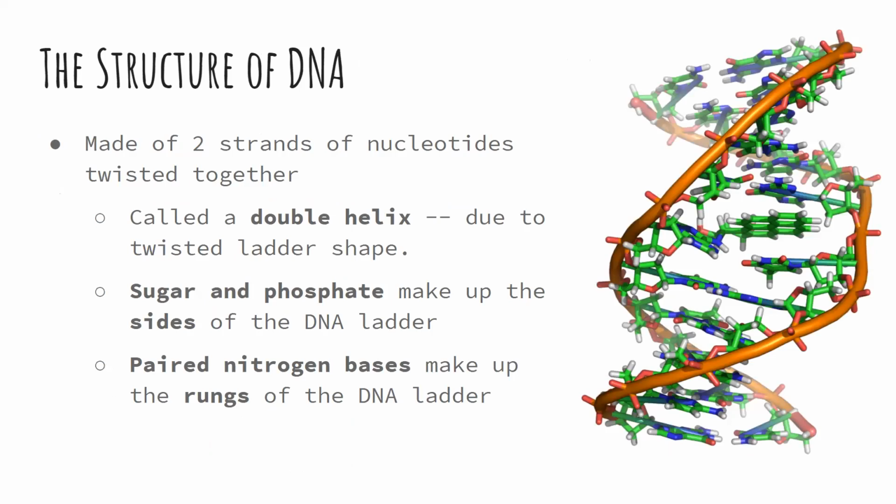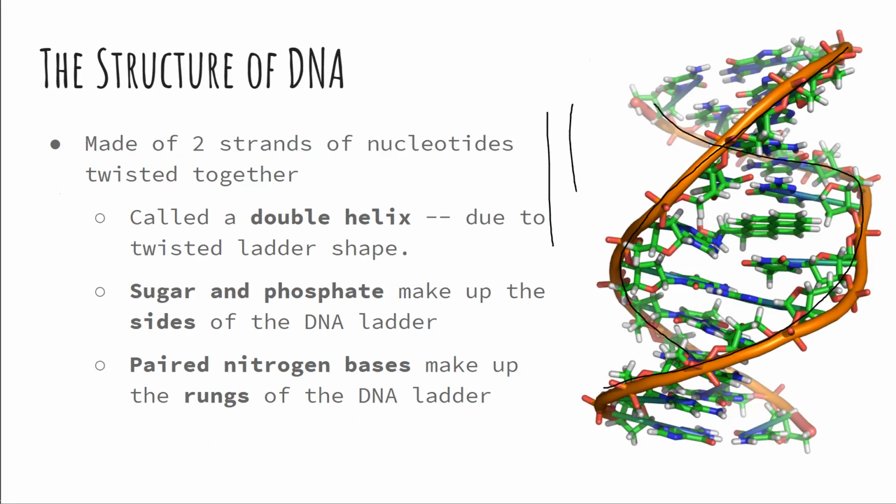The structure of DNA is double-stranded, meaning that there are two strands. The structure of the DNA is a double helix. It's twisted together like a twisted ladder. The phosphate and the sugars always make up the backbone. The phosphates and sugars never change.